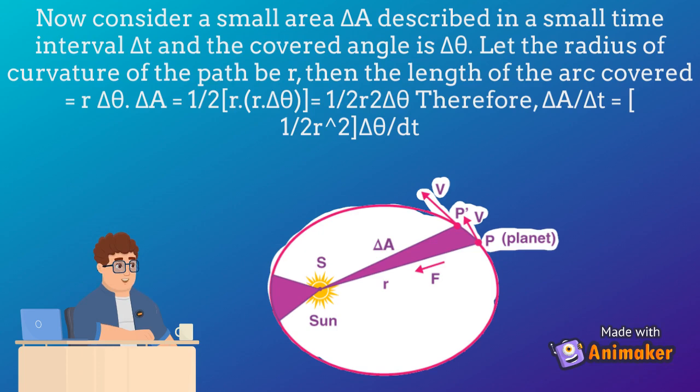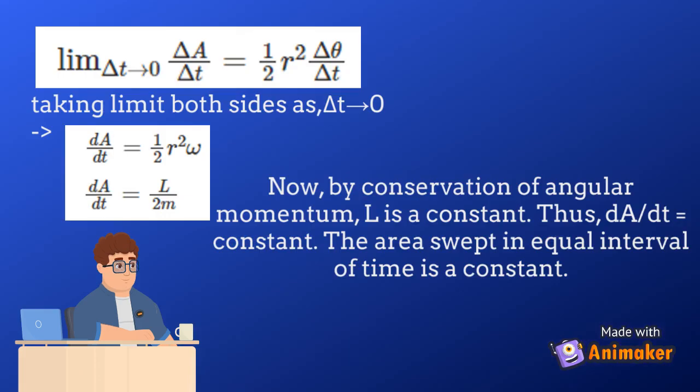Therefore, delta A over delta t is equal to one half times r squared times delta theta over delta t. Taking the limit on both sides as delta t tends to 0, the equation will be shown as below. Now, by conservation of angular momentum, L is a constant. Thus, delta A over delta t is equal to a constant. The area swept in equal intervals of time is a constant.